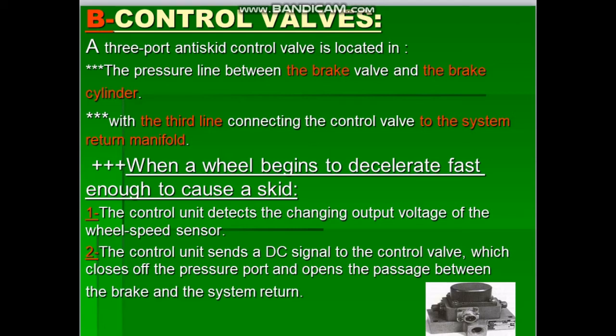The control unit sends a direct signal to the control valve, which closes off the pressure port and opens the passage between the brake and the system return. So if we focus here, we find the basic function of the control valve is to close off the pressure port and open the passage between the brake and the system return.